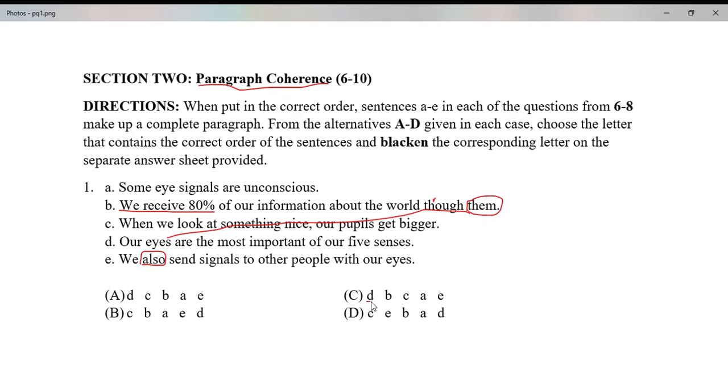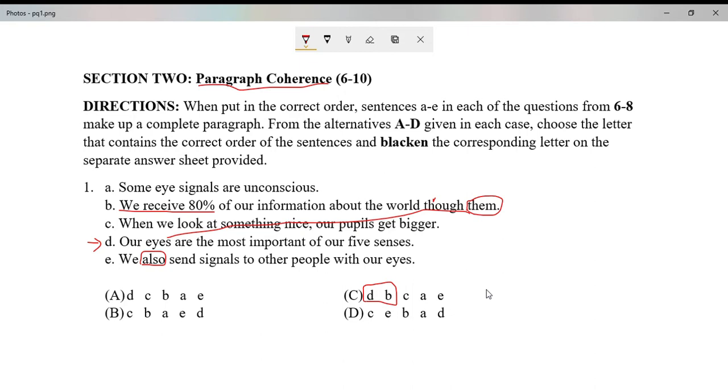This is the only answer choice that has D and B consecutively, where I have my introduction over here. Our eyes are the most important of our five senses. It is the topic sentence.